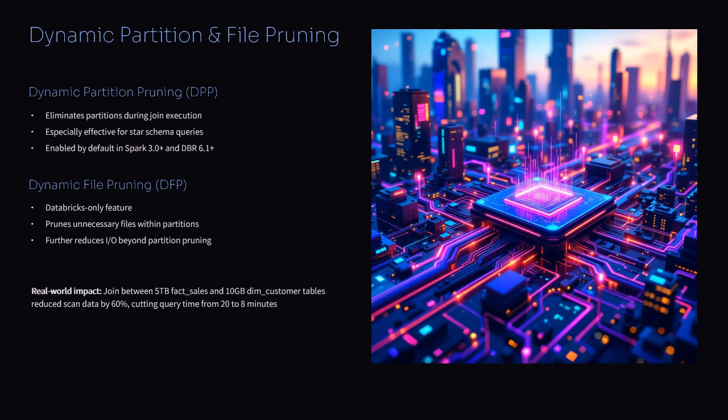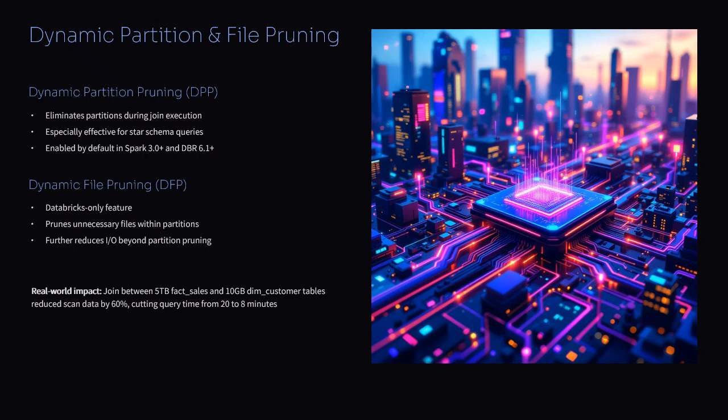Dynamic Partition Pruning, or DPP, is a powerful Spark optimization that eliminates unnecessary partitions from large fact tables during join execution based on filters applied to dimension tables. This makes it especially effective for star schema queries, where a smaller dimension table filters a much larger fact table.